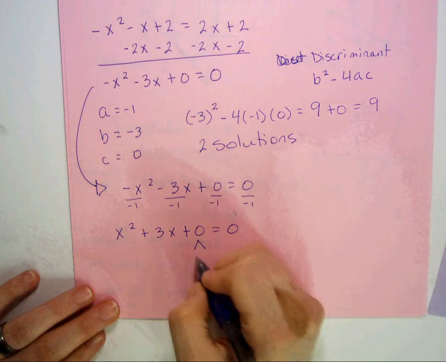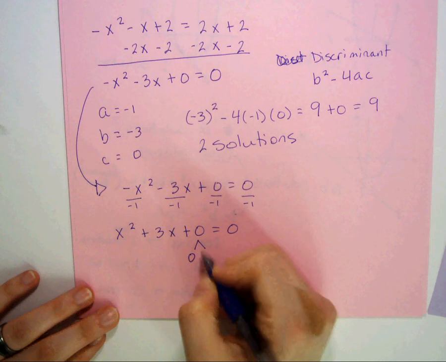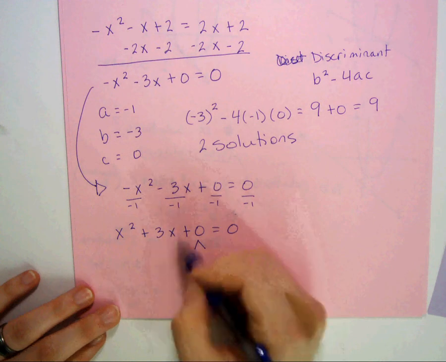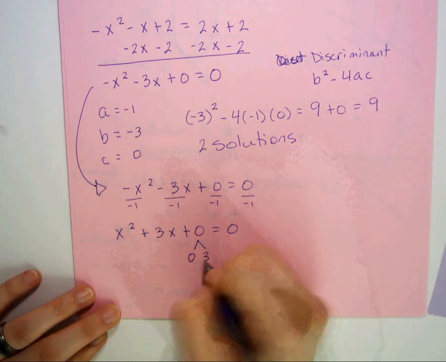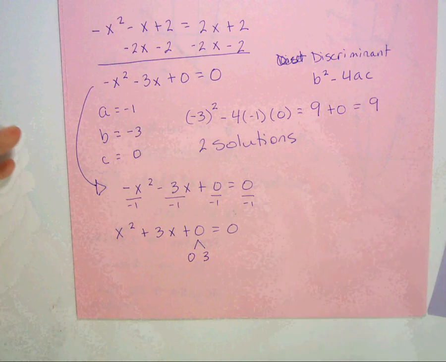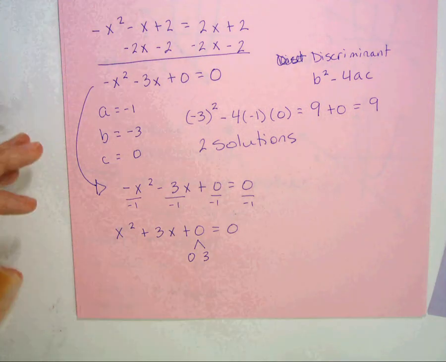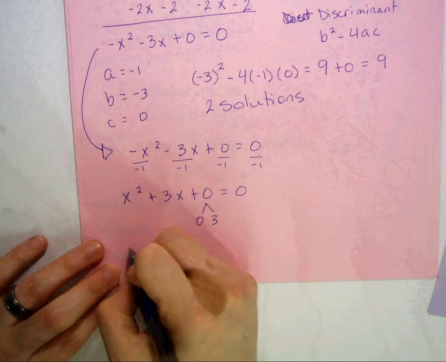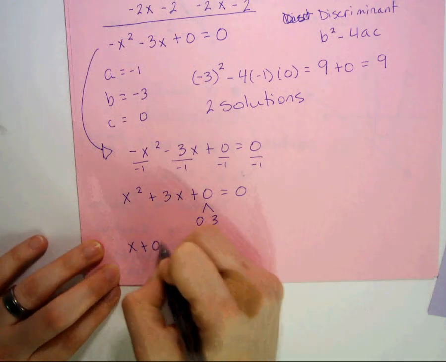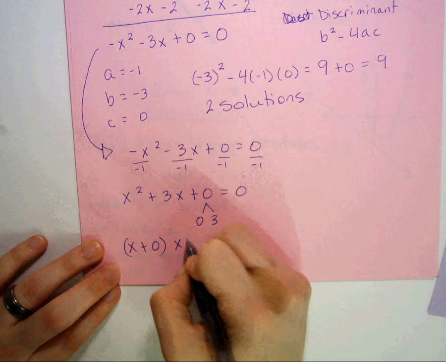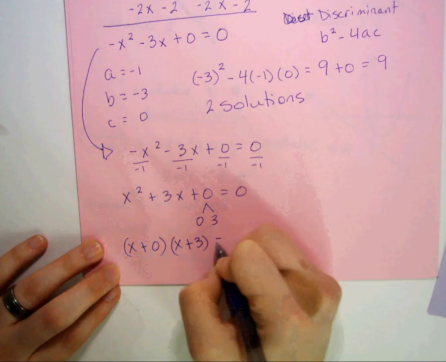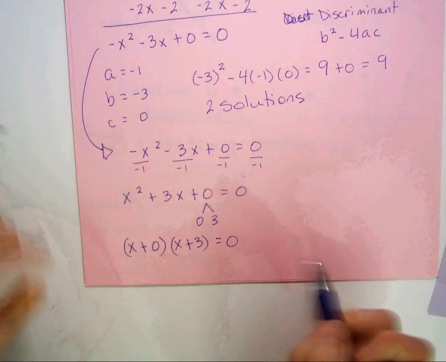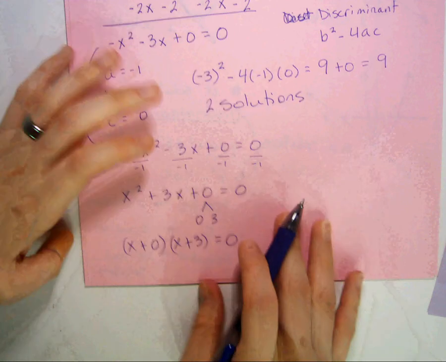I need the numbers that multiply together to give me 0, so 0 and some other number, and when I add them together, I get 3. So this actually makes a pretty easy one. Should be 0 times 3, right? 0 times 3 is 0. 0 plus 3 is 3. And so our factors end up being x plus 0 and x plus 3 equals 0.